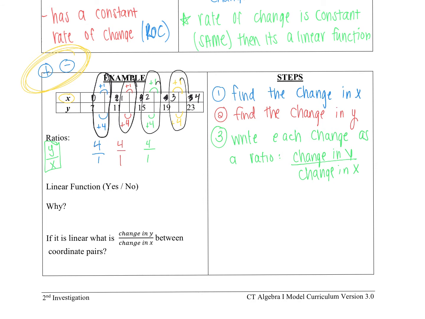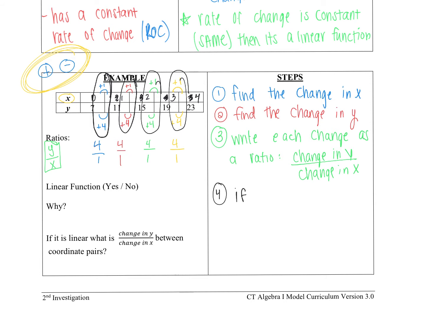Then again, my change in y was 4. My change in x was 1. Okay? So that's how you write a ratio. You're just looking at your changes and writing them as y over x, your change in y over your change in x. Now, your last step is to ask yourself if it's linear or not.